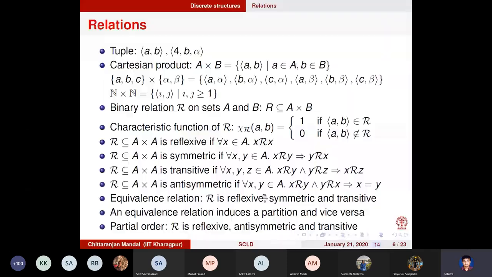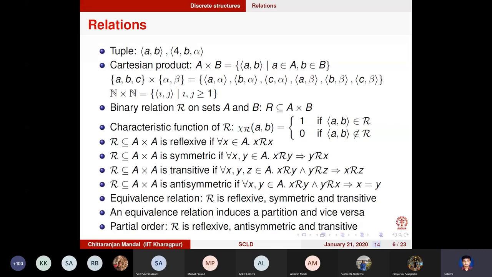Okay, so let me now write down the definitions that I am looking for. Equivalence relation: a relation R is an equivalence relation if it is reflexive, symmetric, and transitive. A partial order, I am defining a new type of relation. A relation R is a partial order if it is reflexive, transitive, just as an equivalence relation, but you replace the symmetric property by the antisymmetric property.